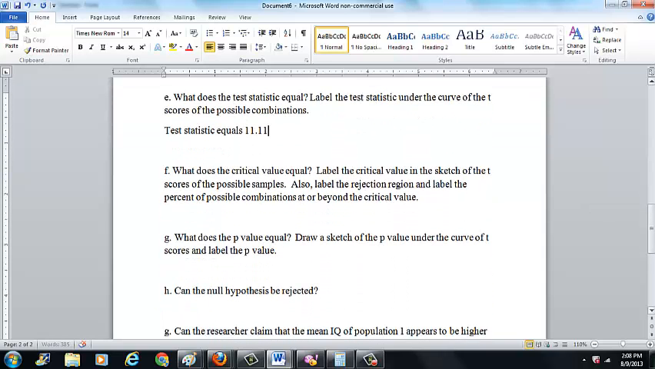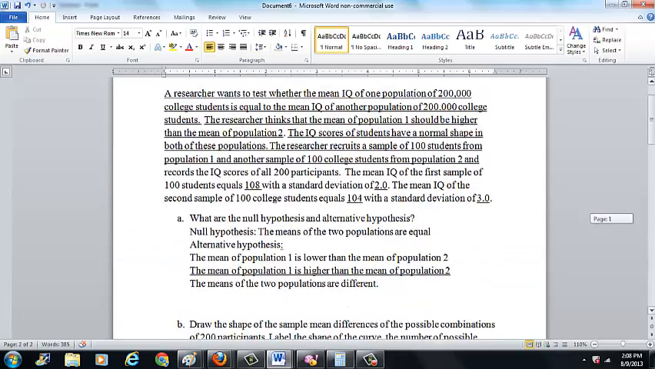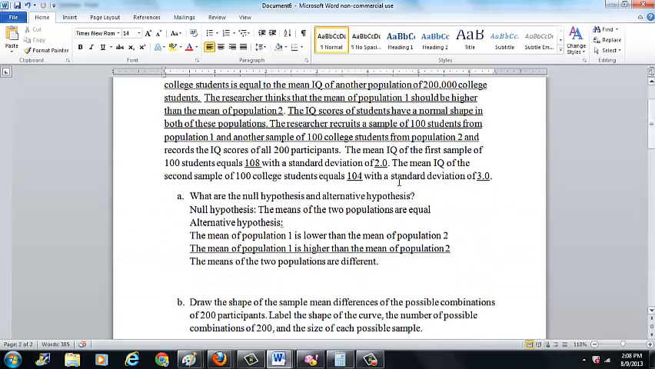This says, what does the critical value equal? To get our critical value, we need to go to our table again, which means we need to know if the test is one-tailed or two-tailed. The two versions of the alternative hypothesis that say higher and lower go along with one-tailed tests. The bottom one is two-tailed. So since this was our alternative hypothesis in part A, we're doing a one-tailed test.